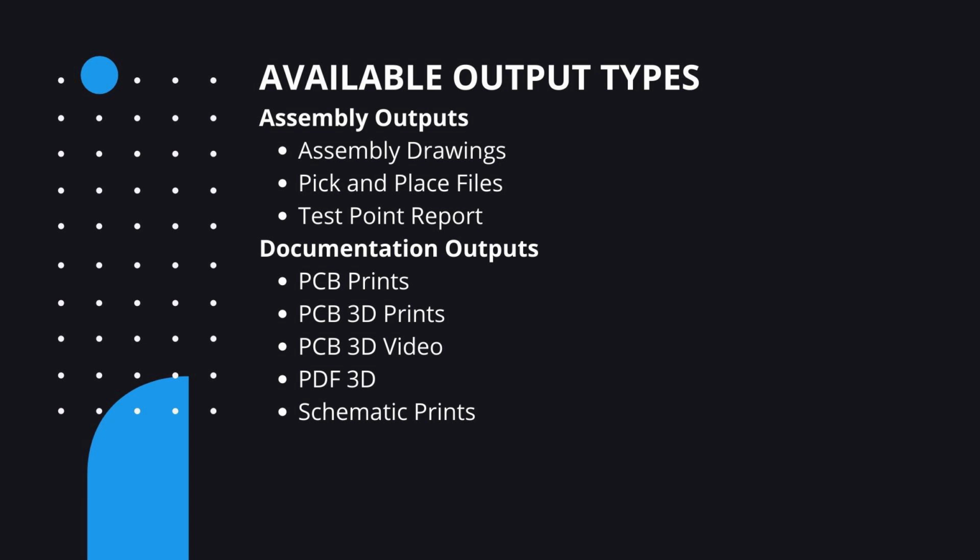We have PDF 3D, wherein it generates a 3D PDF view of the board with full support to zoom, pan, and rotate in Adobe Acrobat. The PDF includes a model tree, giving control over the display of nets, components, and the silkscreen. Then lastly, we have schematic prints, wherein schematic drawings used in the design.